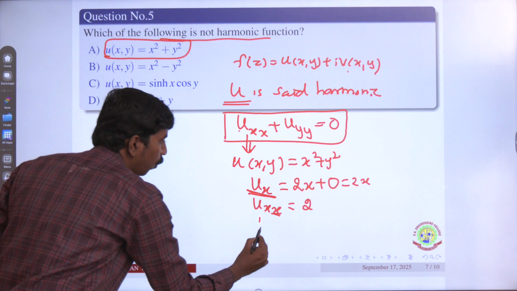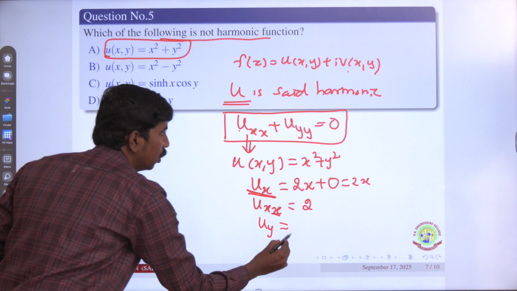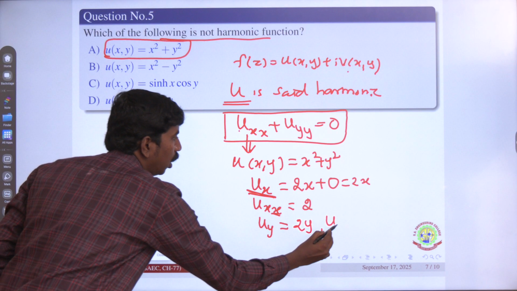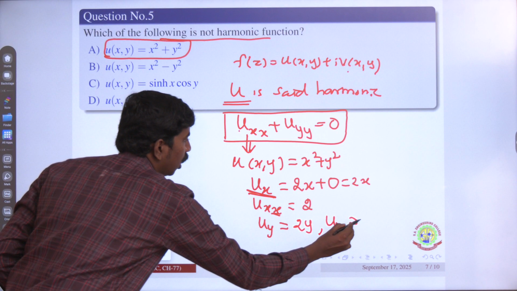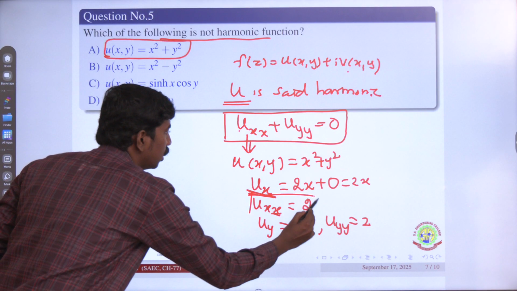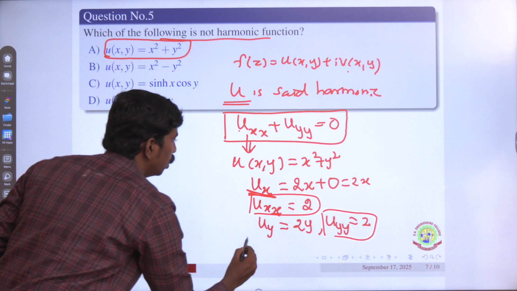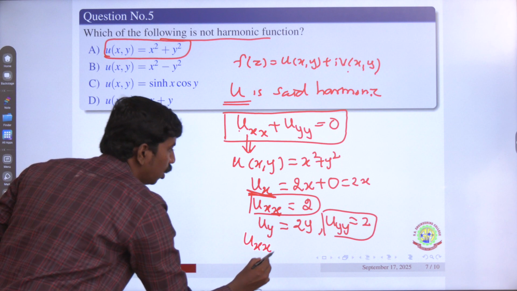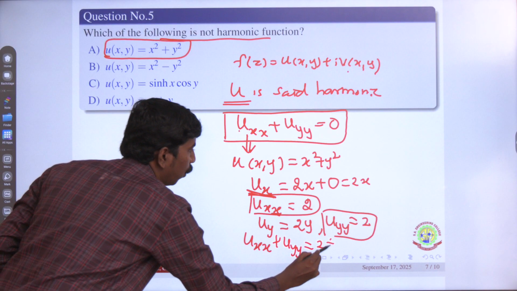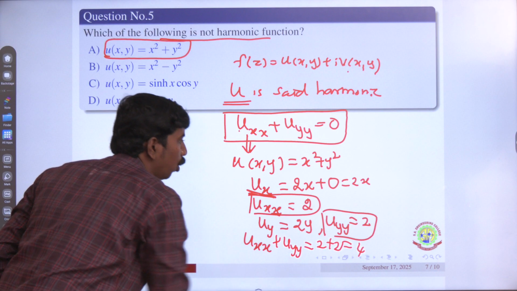In a similar way I will find out uy. So uy equal to 2y I will get, and similarly uyy, the second derivative, is 2. Now I will add this uxx and uyy. So uxx is 2, and uyy is also 2. Therefore I will get 2 plus 2 equal to 4.